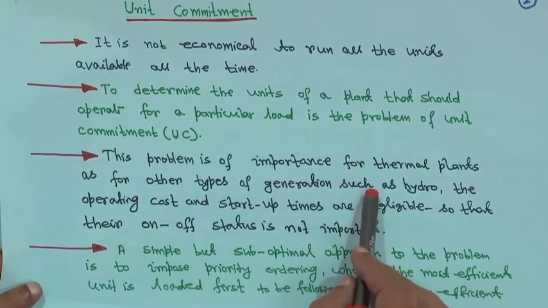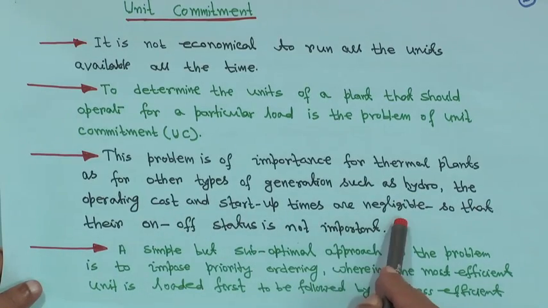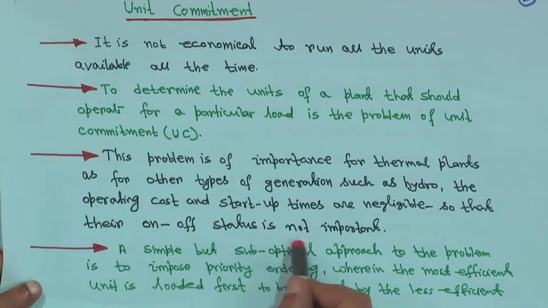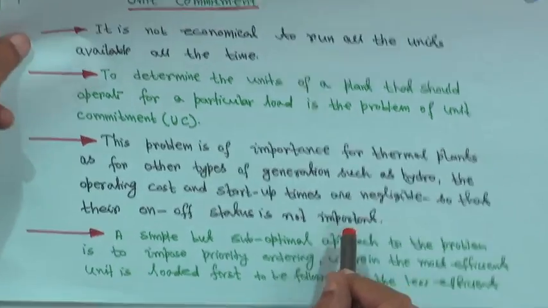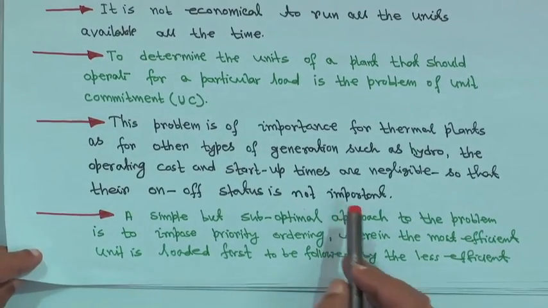So, this problem is of importance for thermal plants, I told you, right. As for other types of generation, I told you, such as hydro, the operating cost and startup times are negligible compared to the thermal power plant, right. So, for hydro generation the on-off status is not that important, but for thermal it is very much important.